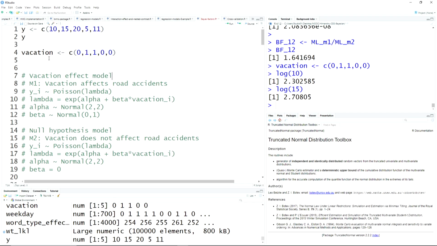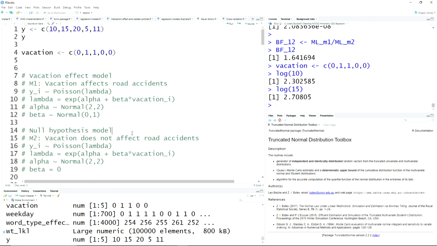Okay. In order to test which hypothesis is correct, and to quantify the evidence for the vacation effect hypothesis, you compute the Bayes factor for model 1 compared to model 2, by calculating the marginal likelihood of model 1 and of model 2 and taking their ratio. That Bayes factor gives you the amount of evidence for the vacation effect compared to the null hypothesis. That is how we can test a hypothesis of interest using Bayes factors.